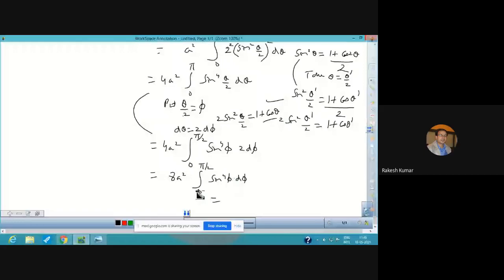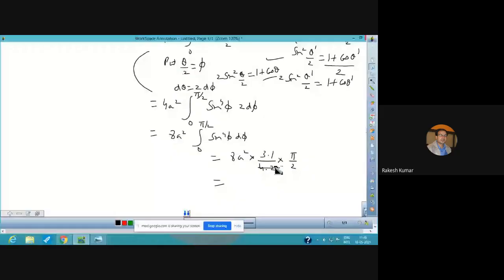integration is within the limits 0 to pi by 2, and here is a sine. So you can directly use a reduction formula, and the reduction formula is 4 minus 1 is 3 into 1 over 4 into 2 into, because even power है तो pi by 2 से multiply. So this comes out to be, this is cancelled. So that comes out to be 3 pi a square upon 2. Now this is the required area of the cardioid. Total area of the cardioid is this.